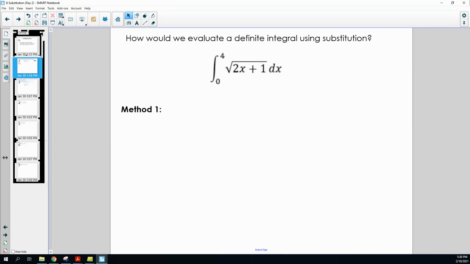So there are two methods you could use, and I'm going to show you both, and then I'll tell you which one is usually preferred by people and used the most often. So you should know how to do both, but generally you can choose which one you want to do.